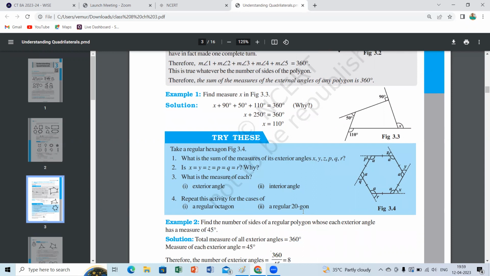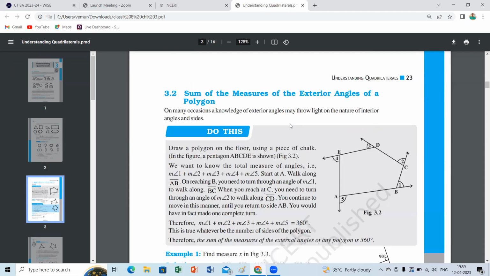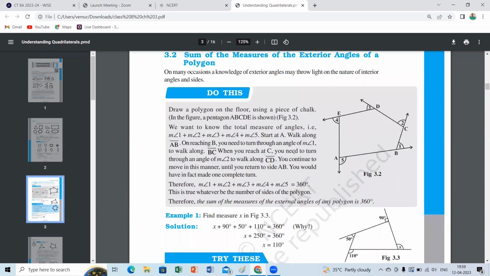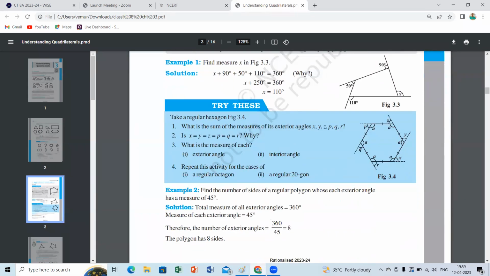What is the meaning of 20-gon? It is a shape, ma'am. A 20-sided polygon. Okay, ma'am. That's why you can build a general formula here: the sum of the exterior angles of a polygon is equal to 360 degrees.